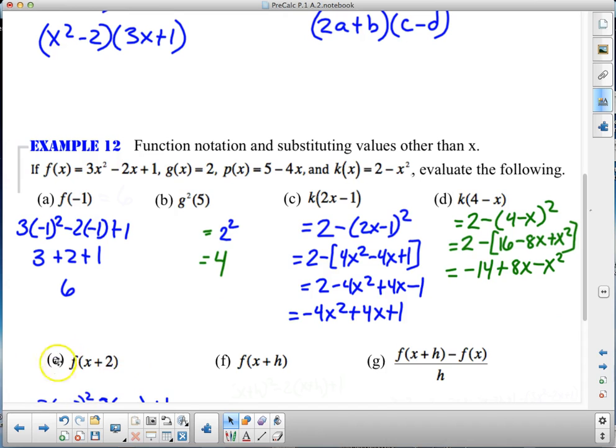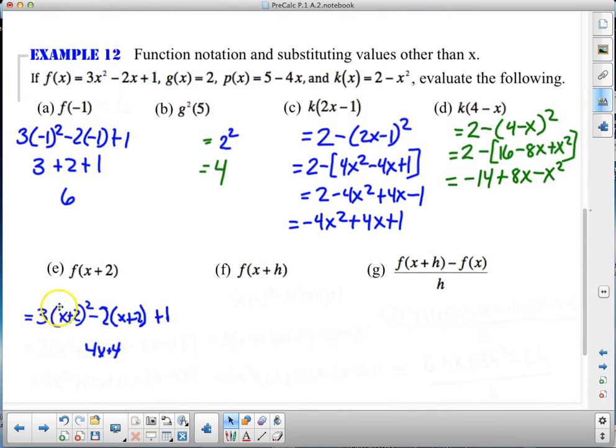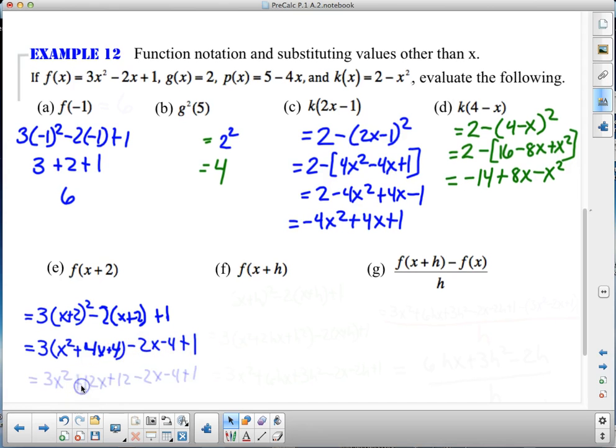Now, I'm going to do the same thing with f of x plus 2. So I got f of x plus 2. Every place I see x, I'm going to put in x plus 2. So that's what I'm doing. X plus 2 goes in, and I evaluate, and I'm getting 3x squared plus 4x plus 4 minus 2x minus 4 plus 1, and I come up with my final answer.